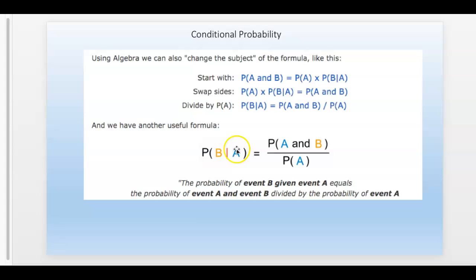All right, this is what conditional probability is. The probability that B happens given that A has already happened is equal to the probability that they both happen divided by the probability that A happens.